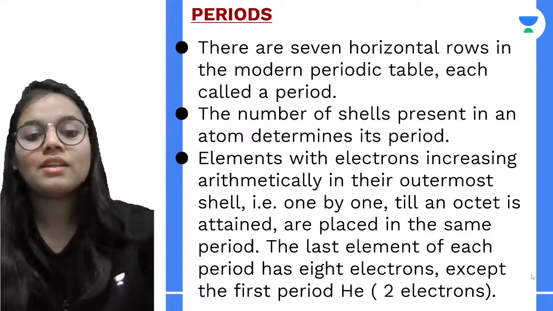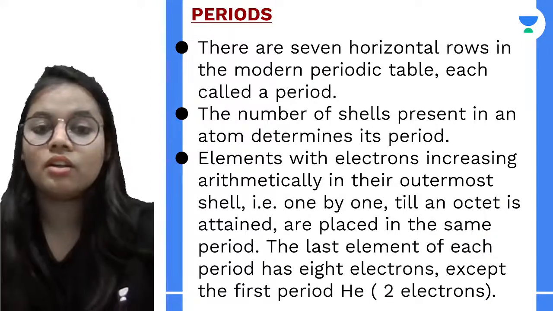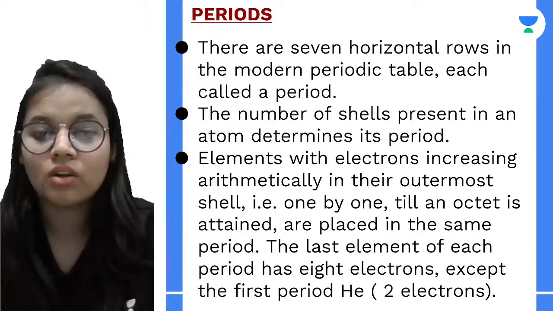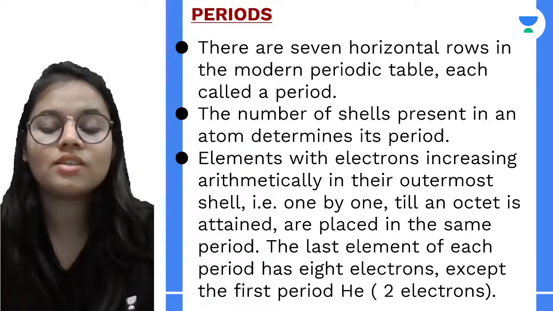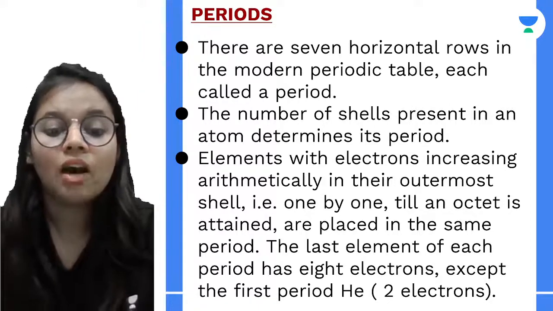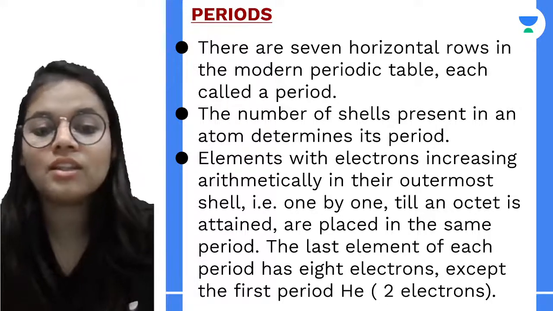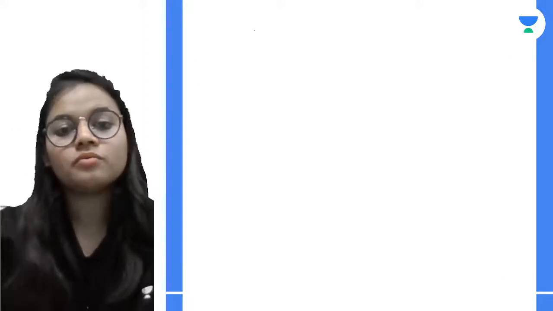All right, next is the period. Now if I talk about the period in the periodic table, there are 7 rows present in the modern periodic table, and each is known as a period. Now the number of shells present in atoms determines its period. Now let us see how.